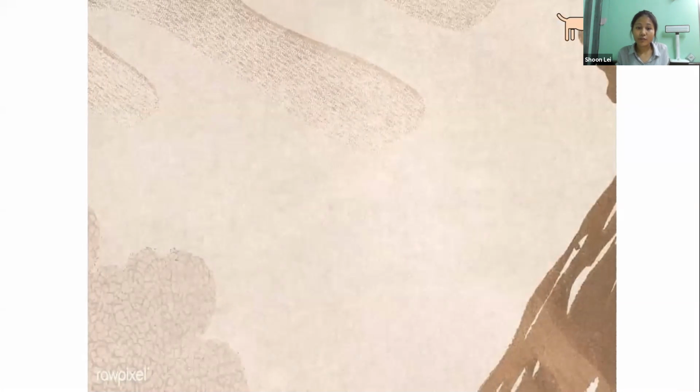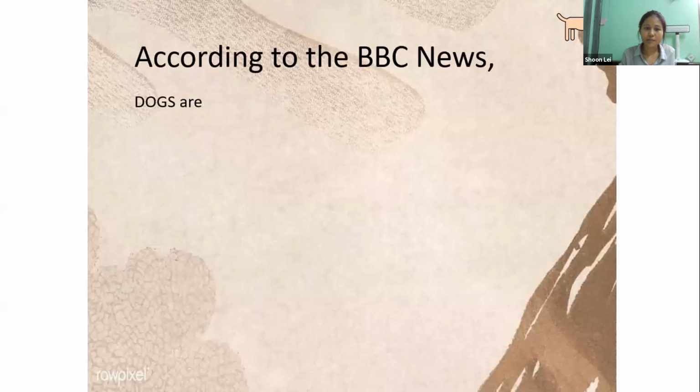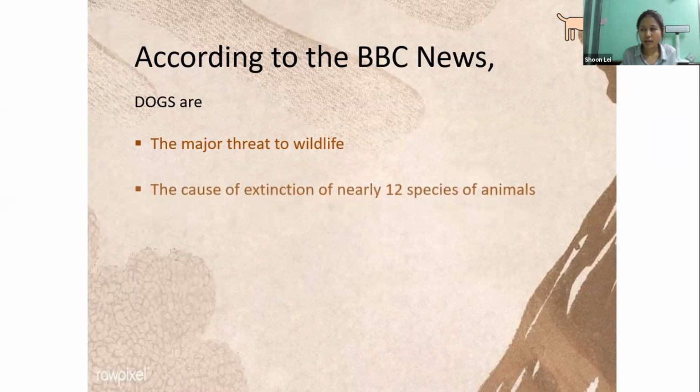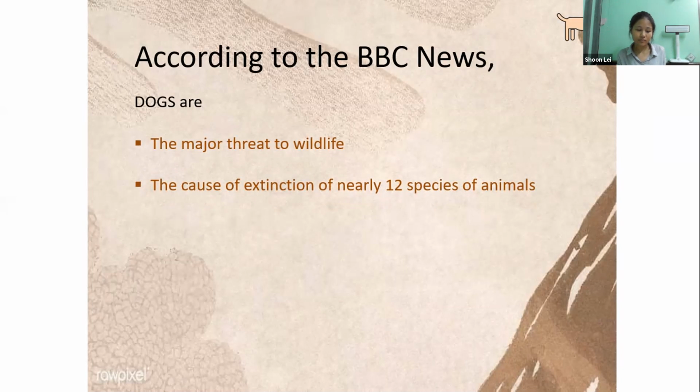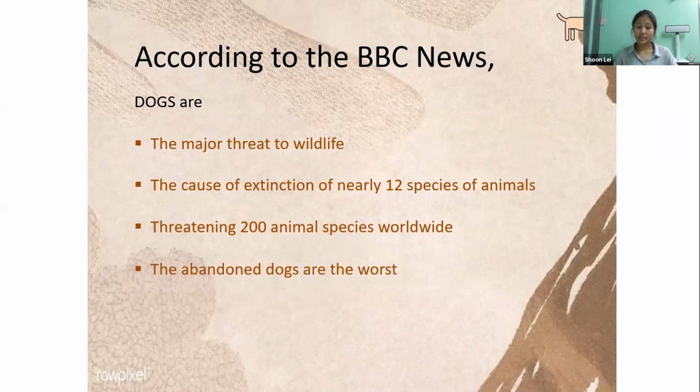The consequences of banning the dogs from the cities are, according to an article from the BBC News, dogs are the biggest threat to wildlife. They have been the reason why nearly a dozen animal species have gone extinct. And also, dogs are said to threaten 200 animal species across the world, some of which are critically endangered. Experts say the abandoned dogs which are roaming around are the real problem.